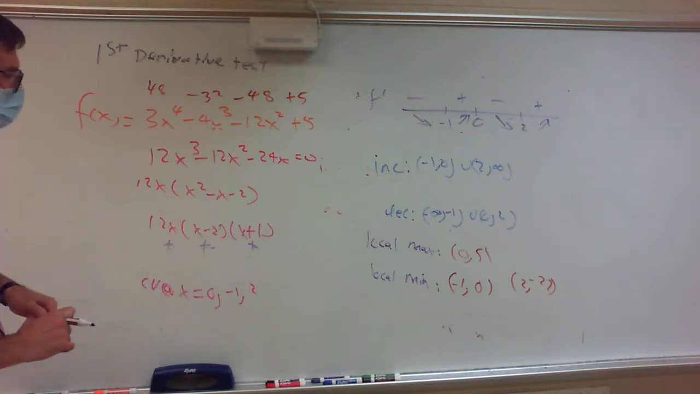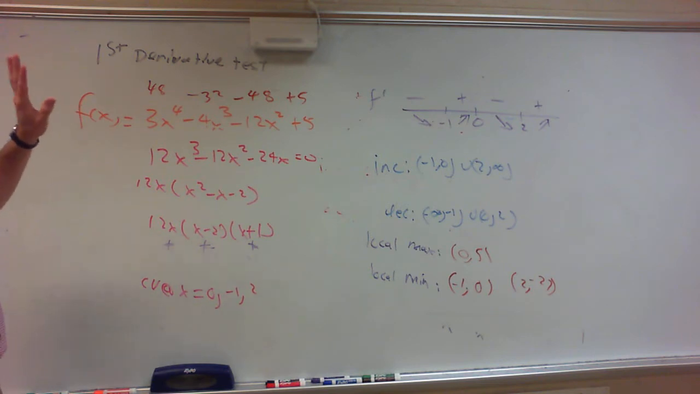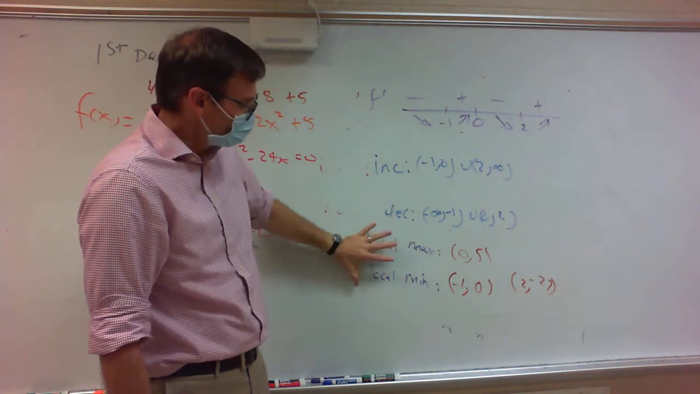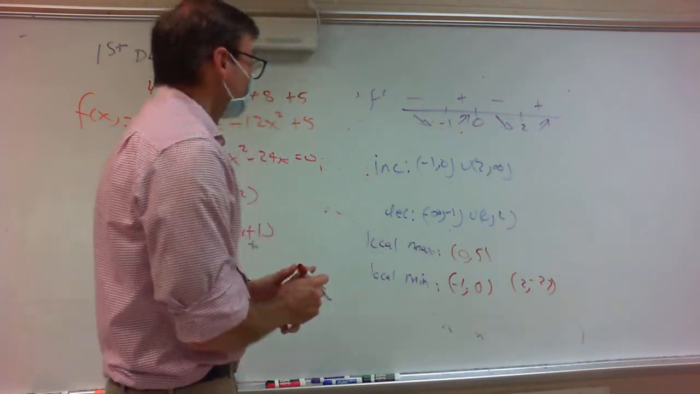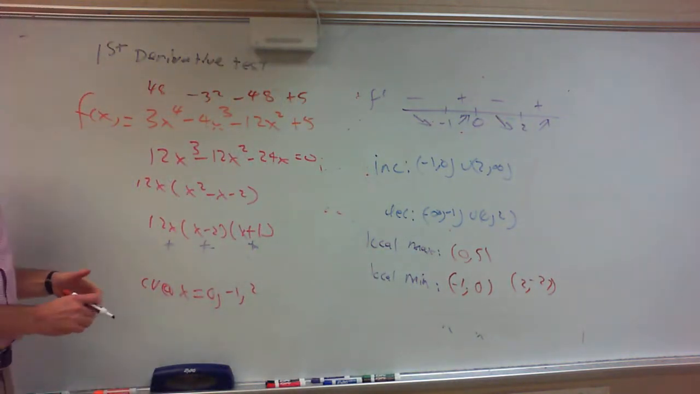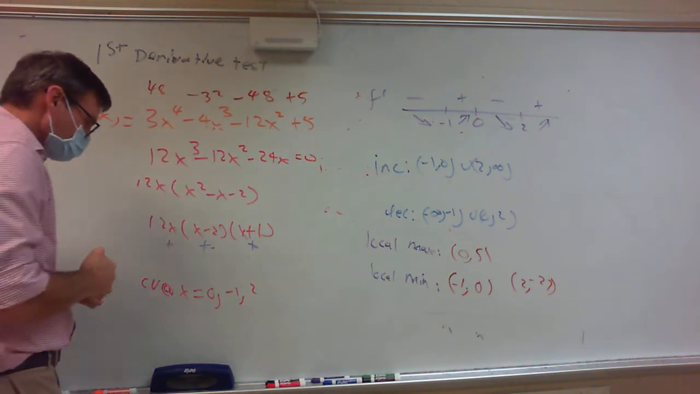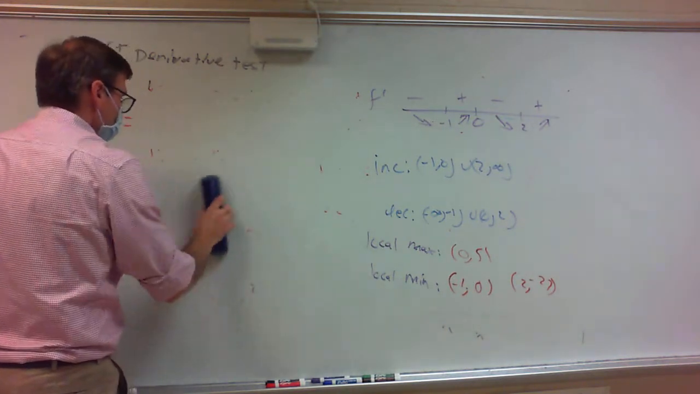Alright, so the first derivative test gives us 2 pieces of information. It tells us where something's increasing or decreasing. It also tells us where a local max and local min are. That's what happens in the first derivative test. Okay, but if you just have a bunch of polynomials, that's not very interesting. So we've got to change things a bit.